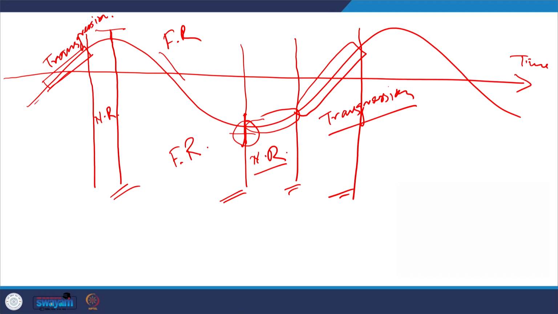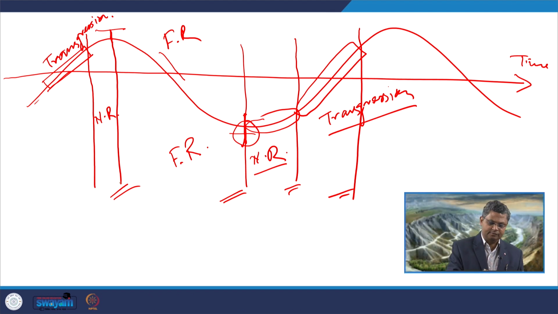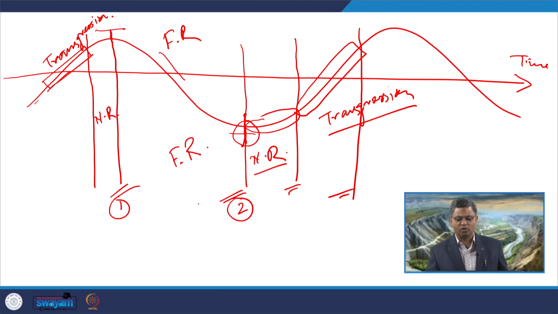So, what are these 4 boundaries? Number 1 is the start of forced regression; this is boundary number 1. The second one is the end of forced regression and start of a normal regression. So, that is boundary number 2.